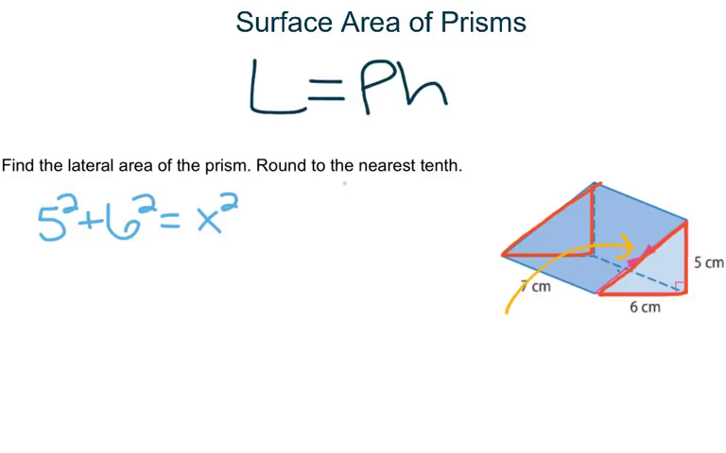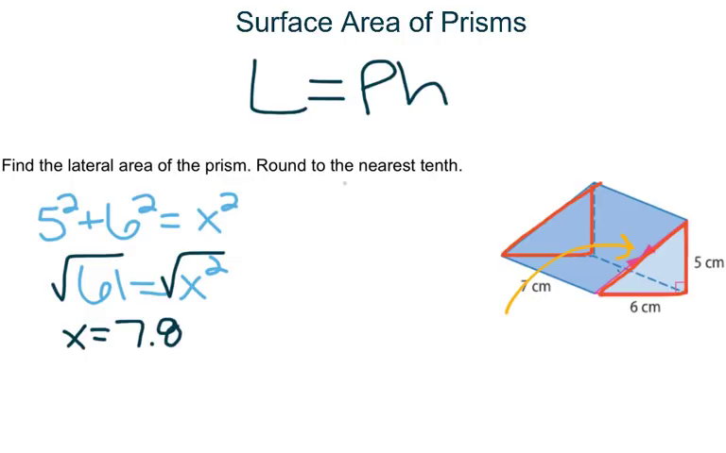So let's do some calculations here. You have 25 plus 36 gives us 61 is equal to x squared. And don't ever forget to root it. We don't want x squared, we want x. So the square root of 61, and again we're going to go to the nearest tenth here, is 7.8. So now we know that this here is 7.8, which means our perimeter is equal to 6 plus 5 plus 7.8, which gives us 18.8.